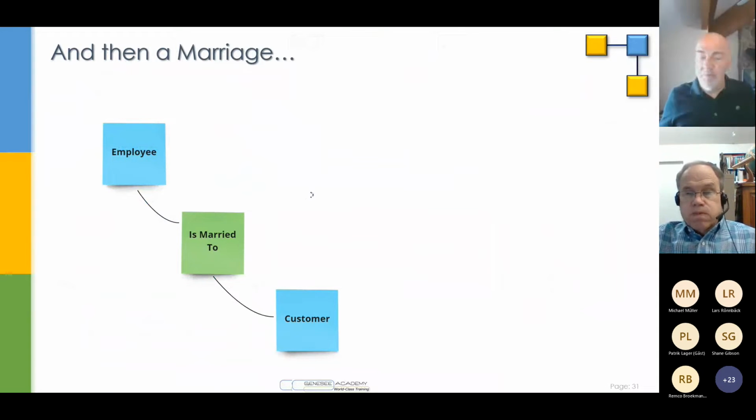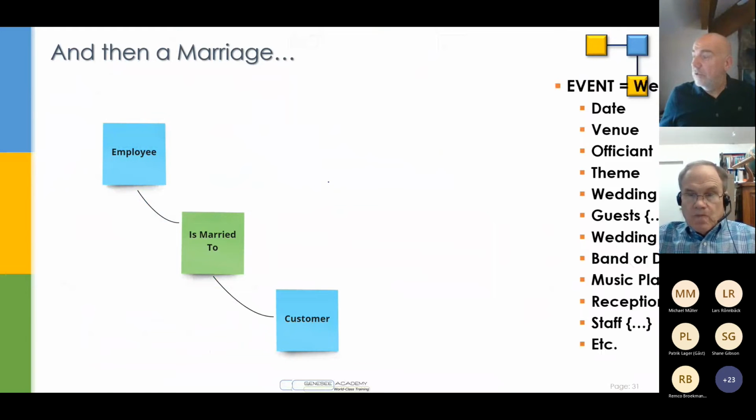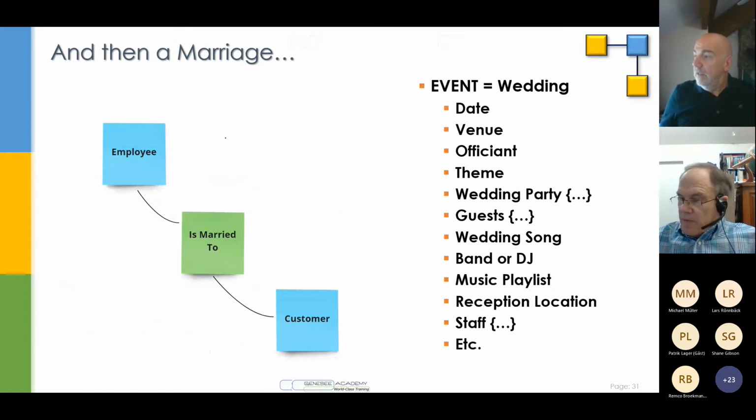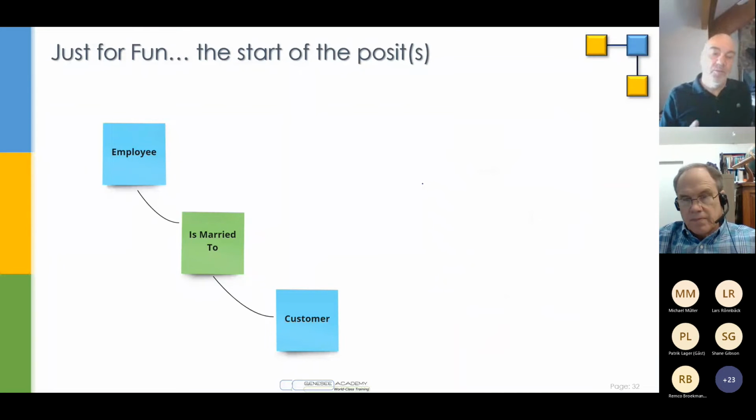So employees married to customer. Of course, and by the way, this is something you may need to know just for risk reasons in a bank, for example. You might want to know that. There's a wedding event that occurred with a date, an event, a venue, an officiant, a theme, a wedding party of lots of people, guests, lots of people, wedding song, band, DJ, whatever. We don't care. I'm not going to get into that topic. The point is we already know there's an underlying event.